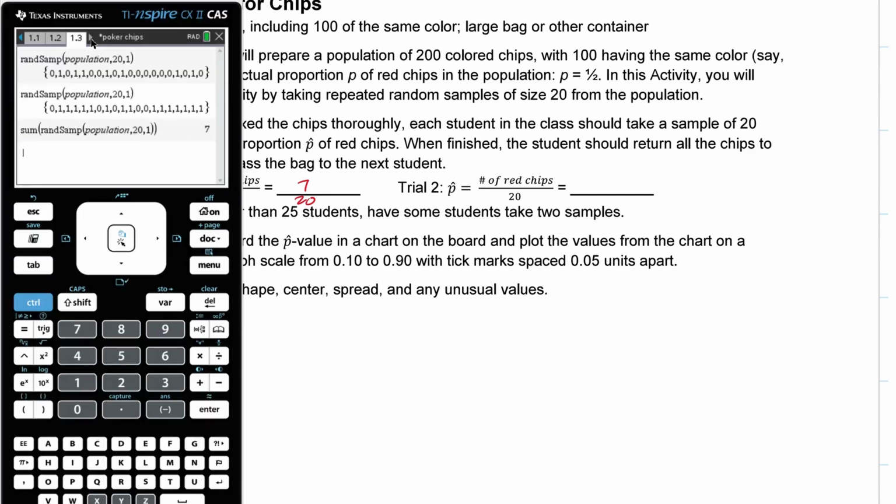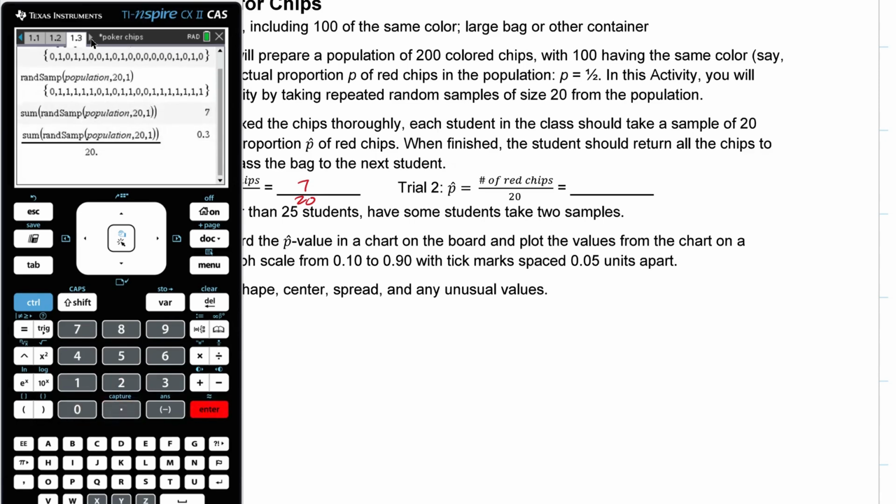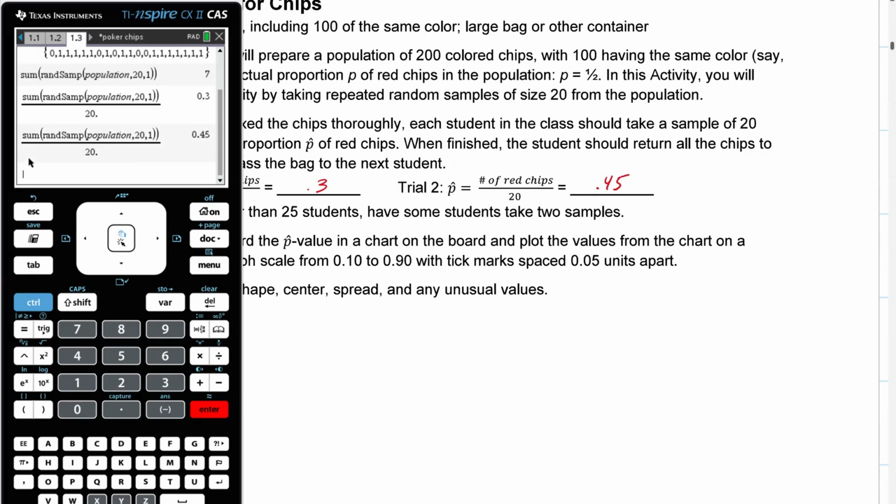So I'm going to go back here and we're going to say, well, how about if I take that random sample and then divide it by 20? Oh, that is a random sample. And that is a sample proportion, a p-hat value. 0.3 is one of those values, right? If I hit enter again, new random sample, and new p-hat value. Oh, 0.45. So I've just done 2 samples, and indeed we had sampling variability. The p-hat value varied from sample to sample.